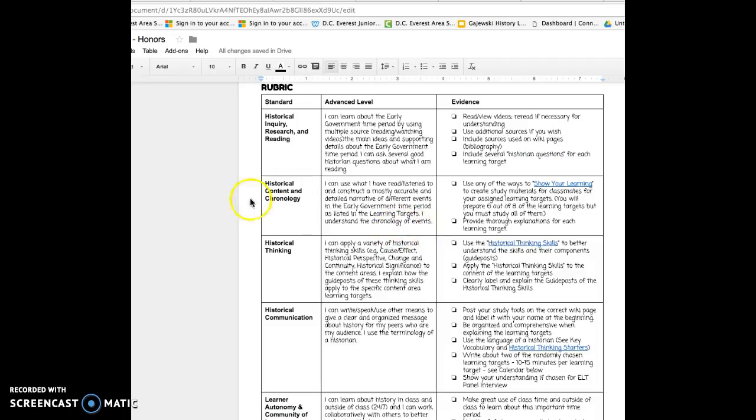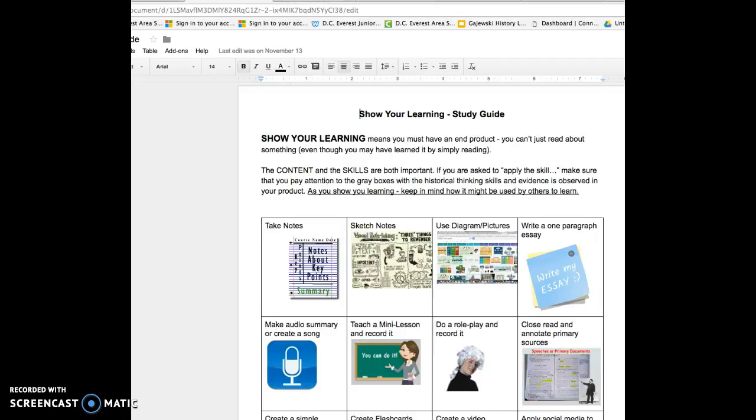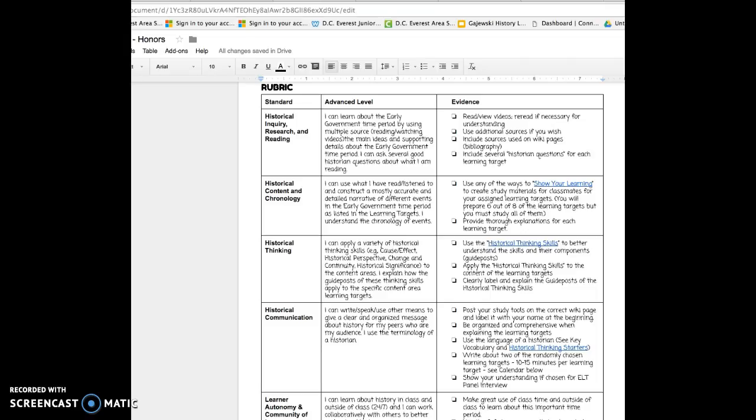Over here, this is the content. This is putting together the story. It says I can put together a mostly accurate story of the different events in early government as listed in the learning targets. I understand the chronology or the time order. And again, the ways that you can do that are under Show Your Learning. We discussed those previously. Some creative ways if you want. Make sure that you get the content across.